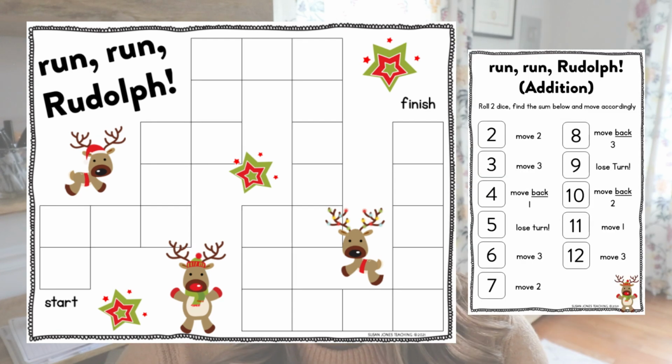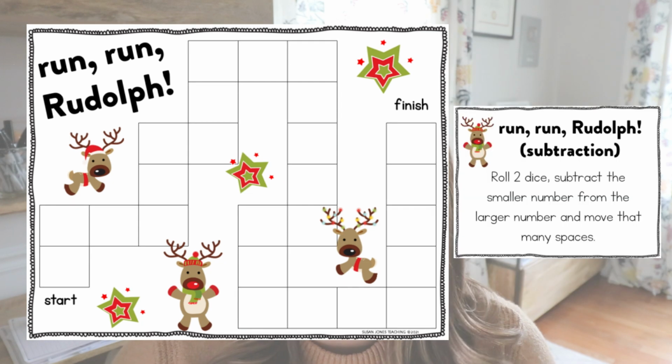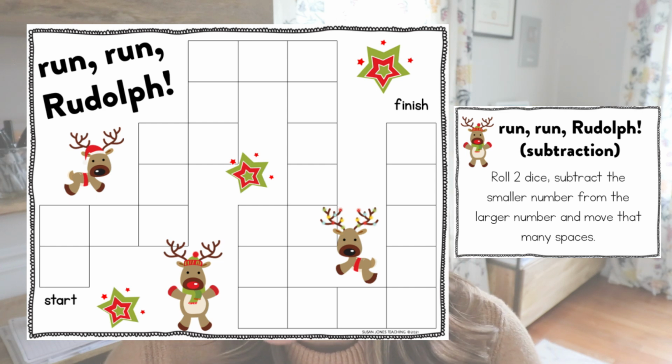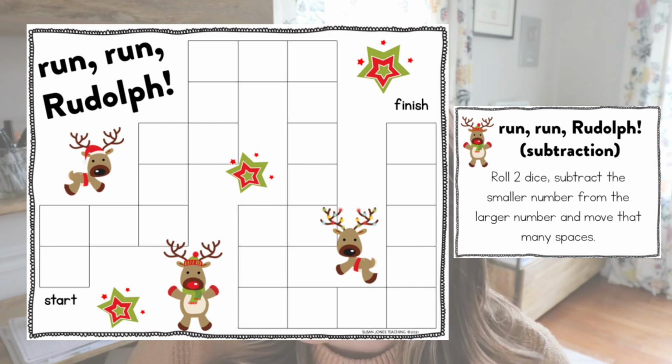For the addition version here, you can see that students will roll 2 dice and find the sum, and then they will move according to what the sheet says. And the first person to make it to the finish wins. With subtraction, it is similar. They will roll 2 dice and they will subtract the smaller number from the larger number and move that many spaces. And again, whoever makes it to the finish line first is the winner.